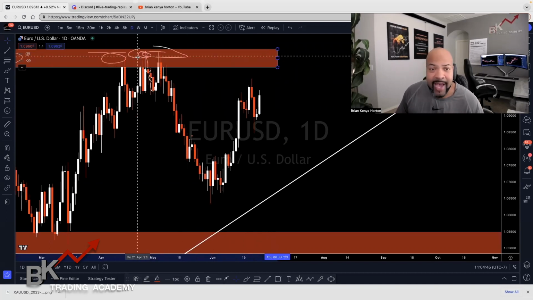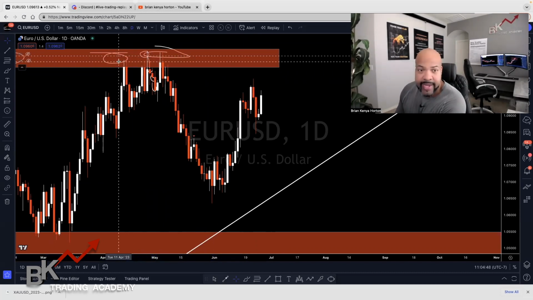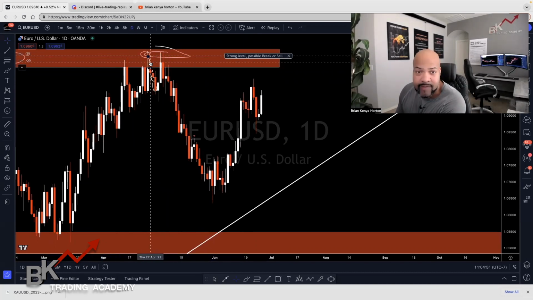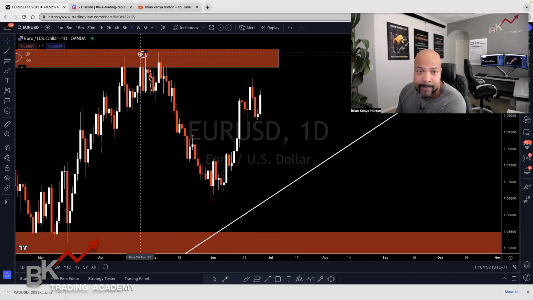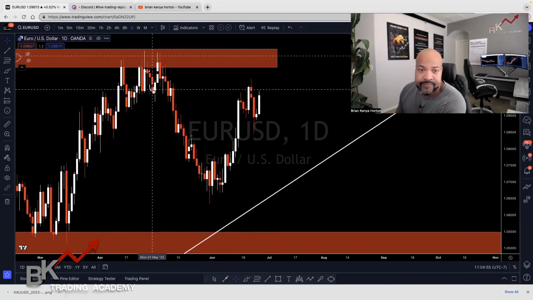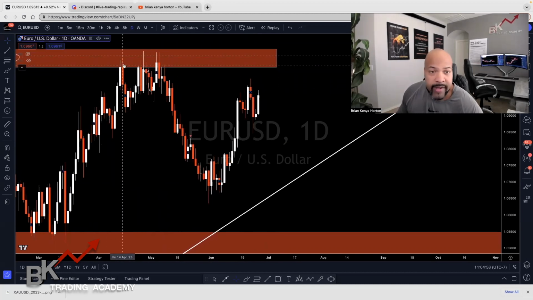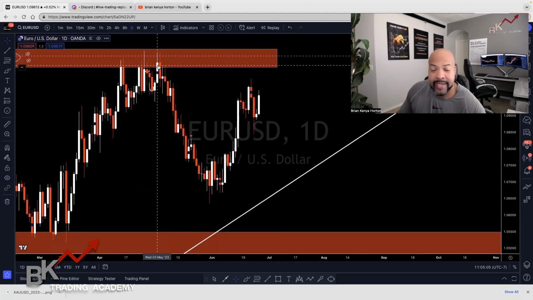So look how many times this touched this area here. Look how many times these candles have touched this red zone here. So I'm going to clean up my chart just a bit so you can see it. So we're going to count 1, 2, 3, 4, 5, 6, 7, 8, 9, 10. About 10 times in the month of May, it touched this zone here.